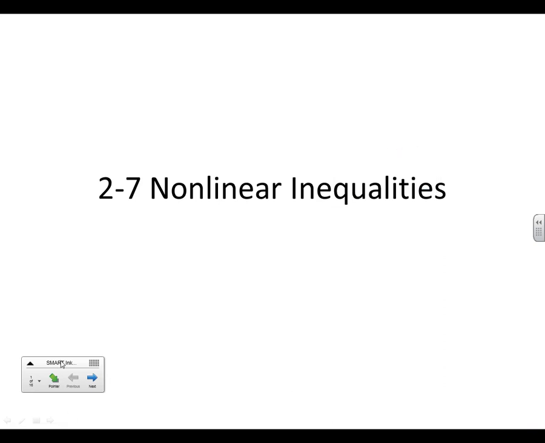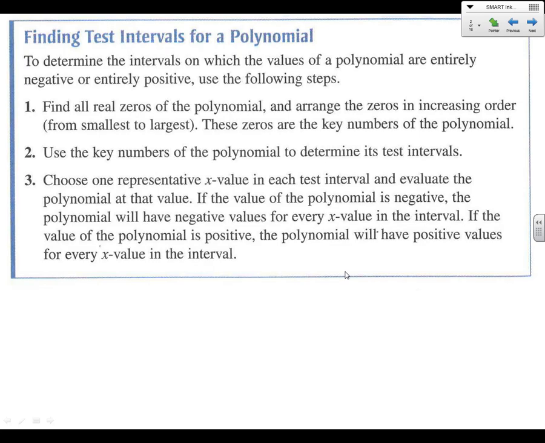Alright, let's go ahead and wrap up chapter 2 by talking about nonlinear inequalities. The key on these problems is that there are going to be 3 steps for all of these, and they're going to go right in this order. Number 1, we're going to find all the real zeros, rational, irrational, everything we can find, and put them in order from small to large. This is the key to the whole problem, finding the zeros.